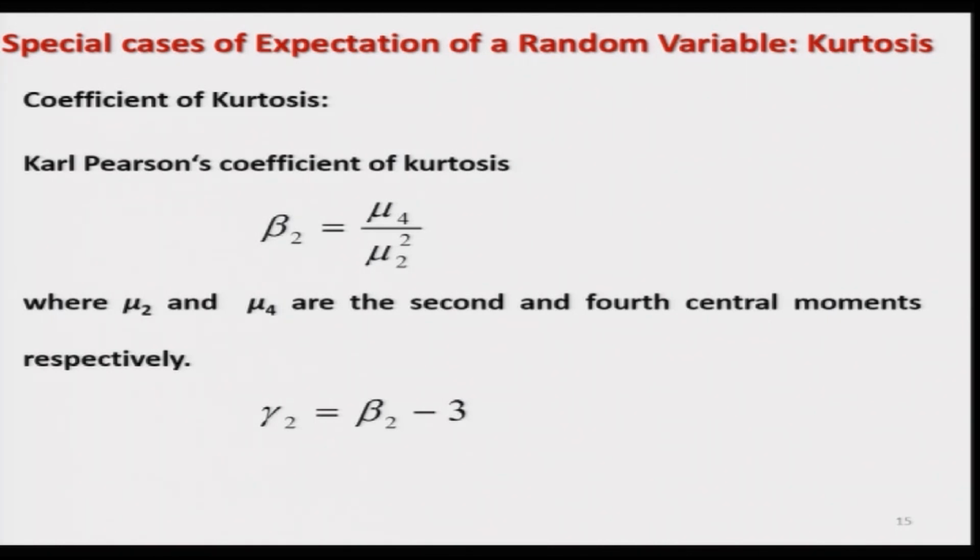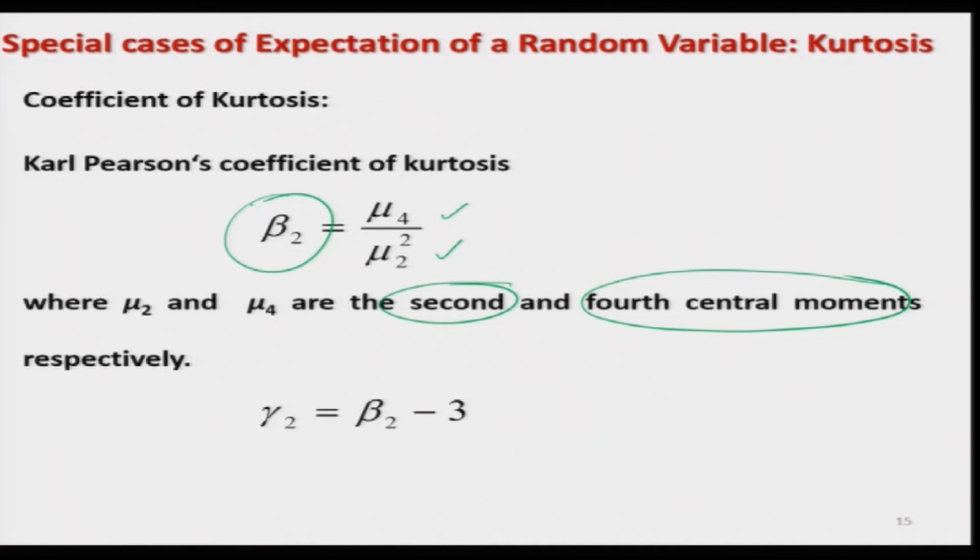So, for that we have the coefficient of kurtosis, and Karl Pearson's coefficient of kurtosis is defined like this: mu 4 upon mu 2 square. So, now you can see here mu 4 is the fourth central moment and mu 2 is the second central moment. So, you can see that the fourth moment is now helping you in determining the property of kurtosis, and this is the beta coefficient of kurtosis, and similarly we have defined gamma 2 also. Gamma 2 is beta 2 minus 3, right. So, this is called the gamma coefficient of kurtosis, right.